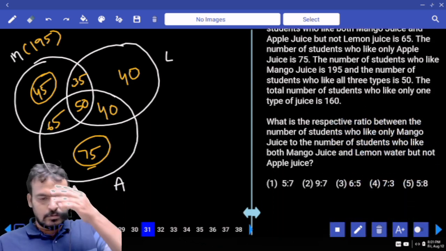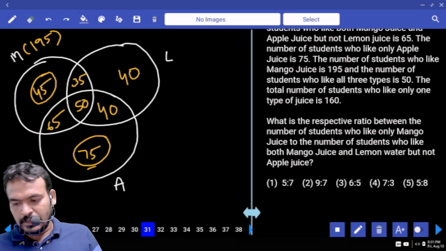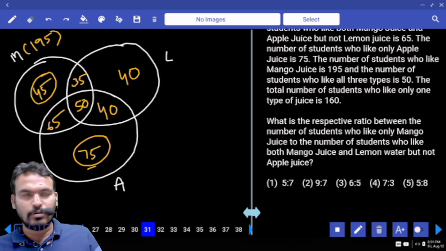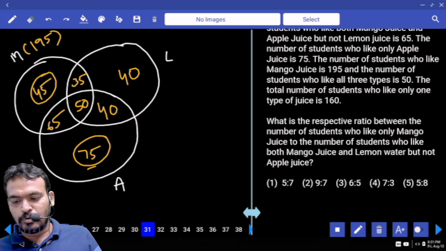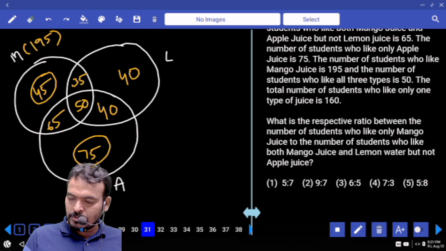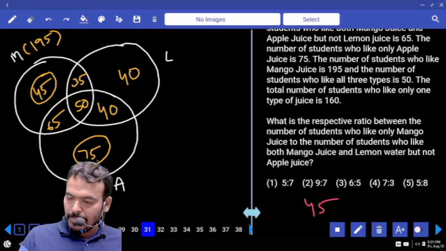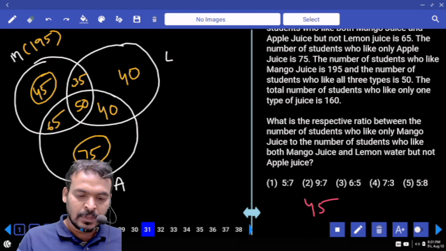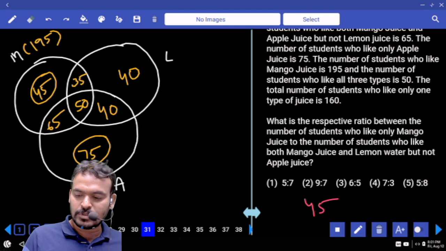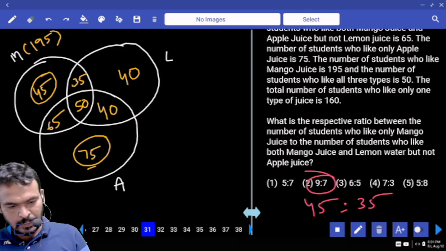Next, what is the first question? What is the respective ratio between the number of students who like only mango juice to the number of students who like both mango juice and lemon juice but not apple juice? Only mango is 45. Next, mango and lemon combination is 35. What is the ratio? 9:7.